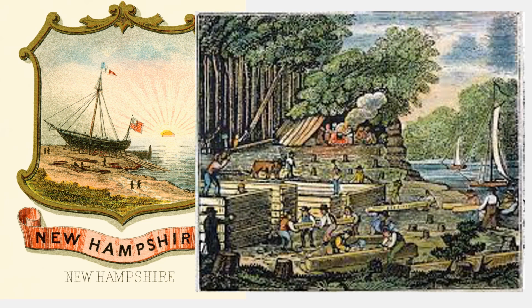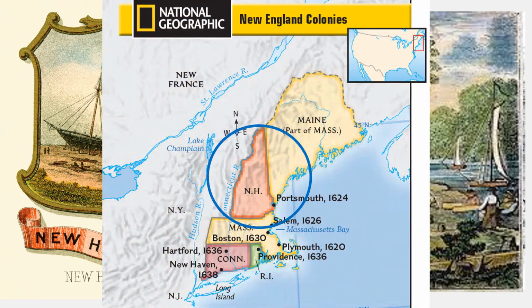In 1679, New Hampshire became an official colony of England, but it would remain under the government of Massachusetts until 1741, when it became a separate colony.